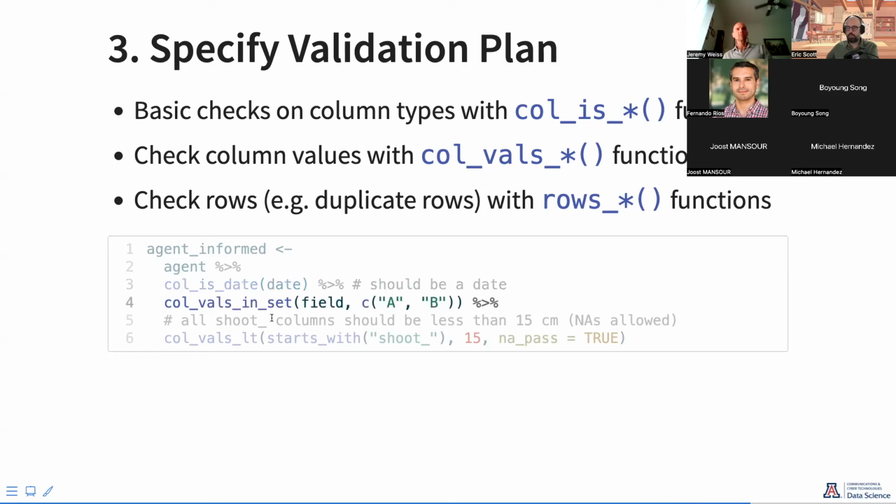So we're telling it, check that the date column is in fact a date. Here's another example where we want to check that the field column only has a certain set of values, right? It can only be A or B. So we're giving it a vector that has A and B in it, and we're saying call vals in set.